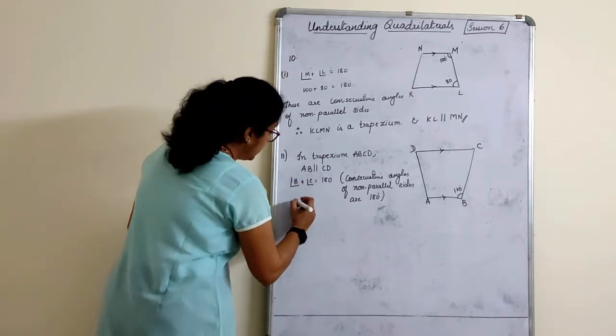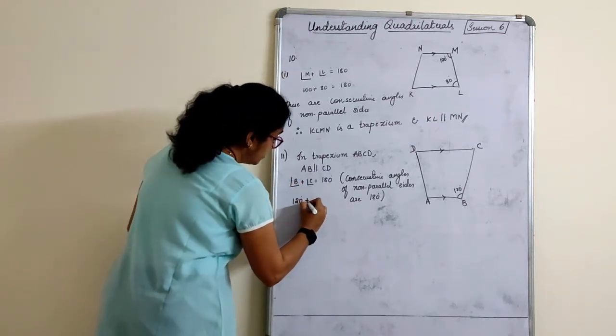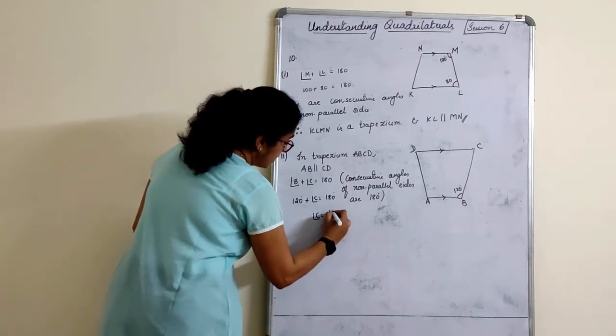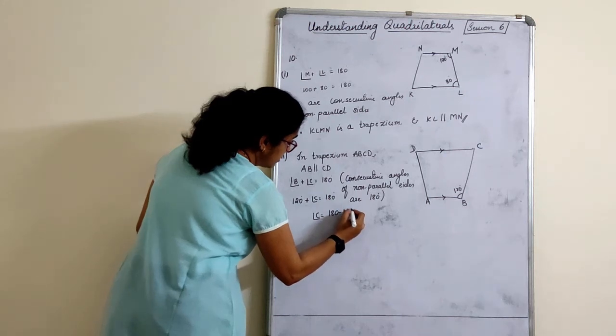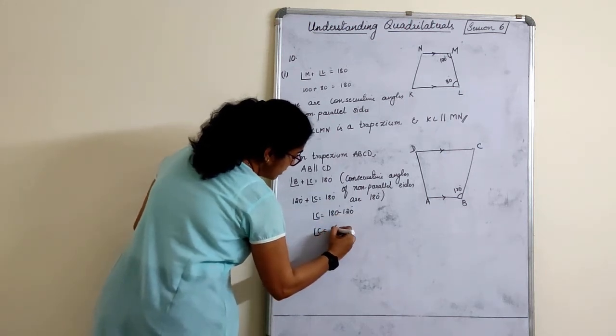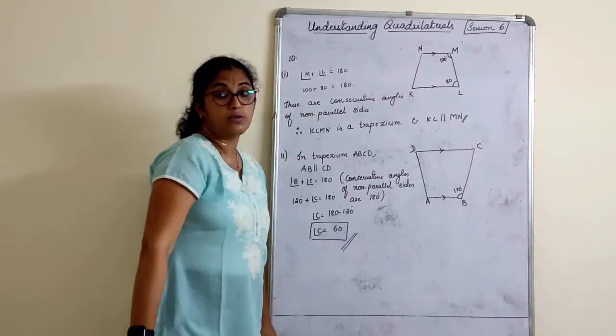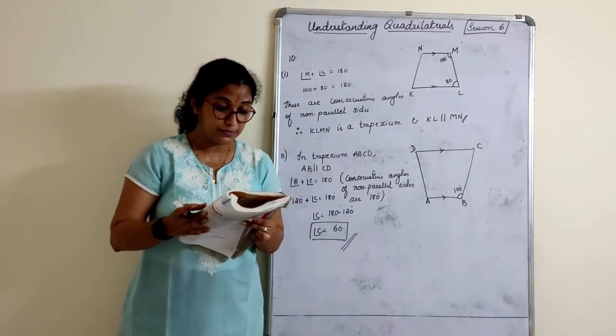So what is angle B? 120 plus angle C is equal to 180. Angle C is equal to 180 minus 120. Angle C is equal to 60 degree. Measure of angle C is equal to 60 degree, right?